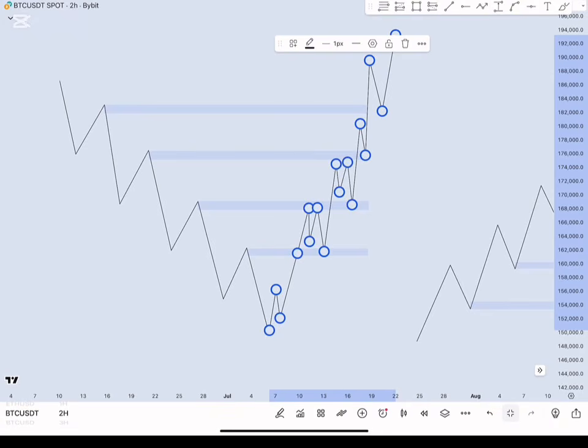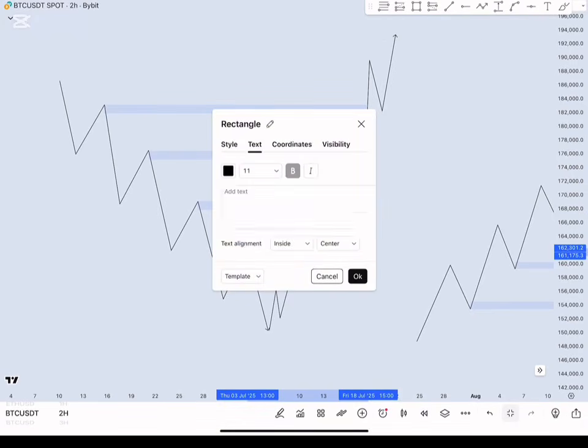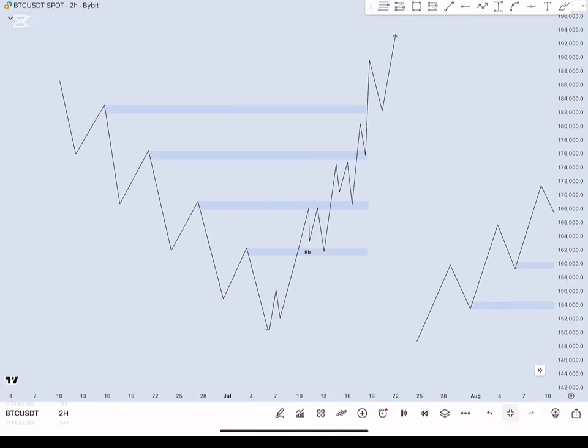If that order block failed to hold, then we can say, okay, good, this is our breaker block. So all these are order blocks, and they failed to hold. So I'm going to label them OB. All these are order blocks that failed, so they're now breaker blocks. I'm going to label them BB, for when market returns back to the BB. So this is our breaker block here.